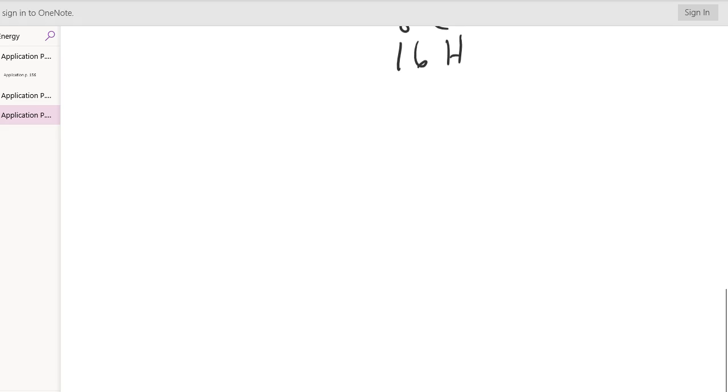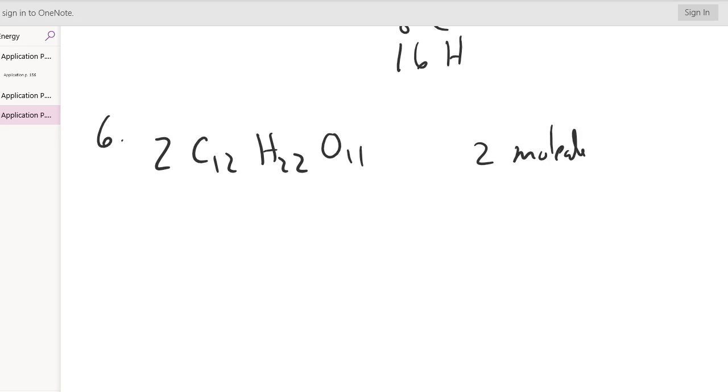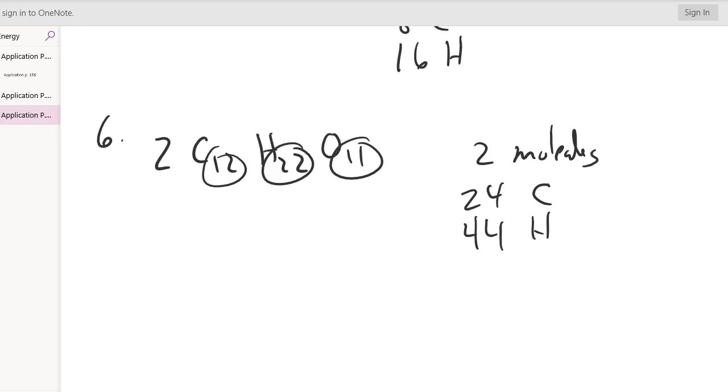And the last one, number 6. Can you do it on your own? We've done it pretty simply from this point on. We have 2C12H22O11. So we have 2 molecules, and each one of those molecules has 12 carbon, 22 hydrogen, and 11 oxygen. Since we have 2 of those molecules, we take 2 times 12, which is 24 carbon, 2 times 22 is 44 hydrogen, and 2 times 11 is 22 oxygen.